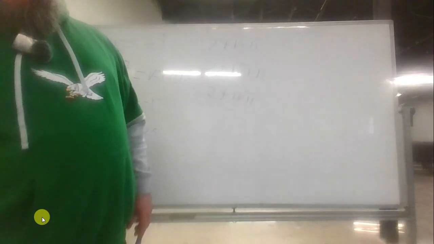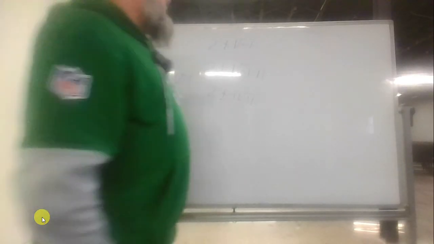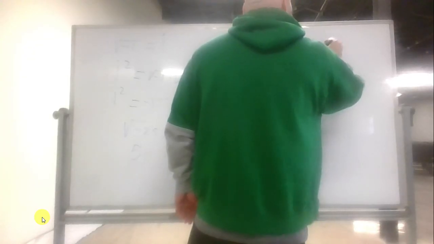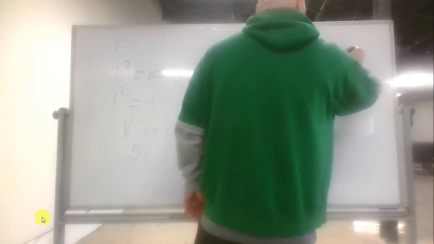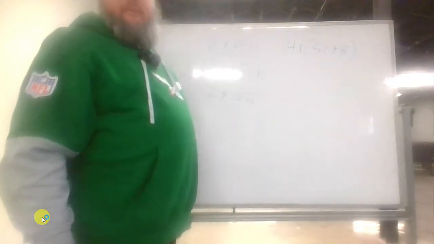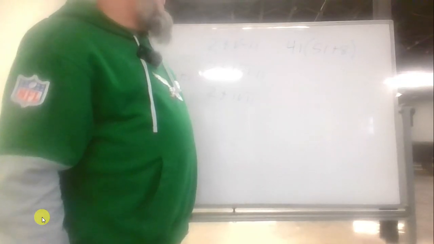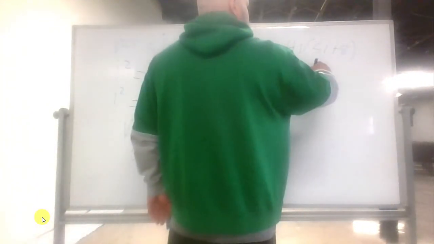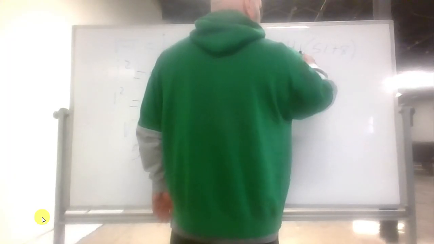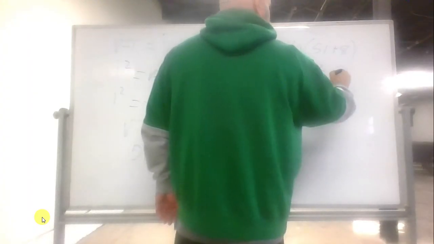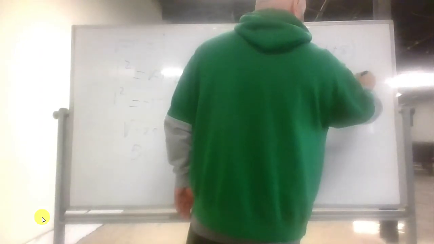Now let's try something a little bit more fun. Let's have 4i times 5i plus 8. Let's look at this real quick. 4i times 5i. Well, 4 times 5 is 20. i times i is i squared. 4i times 8 is 32i.